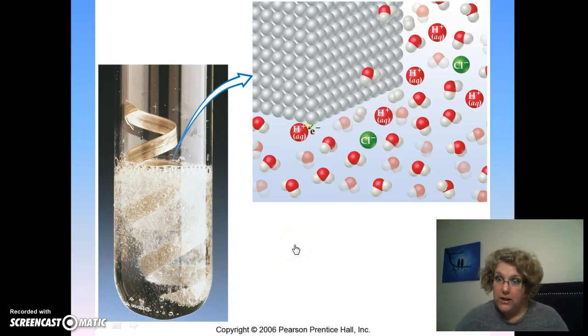So notice, once again, these two always happen together. One atom gets oxidized, the other one gets reduced. What's fun to do is put a balloon over this reaction and gather up the hydrogen and then set it on fire. It doesn't feel real good on the ears, but it's still fun.